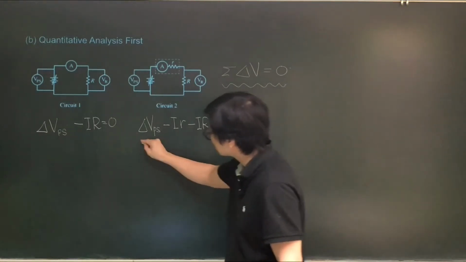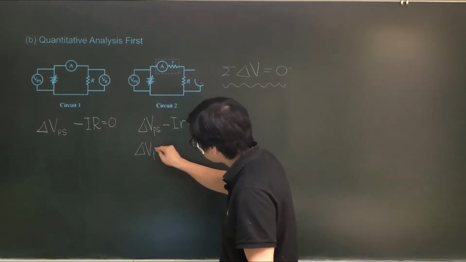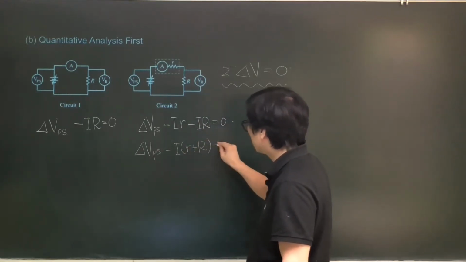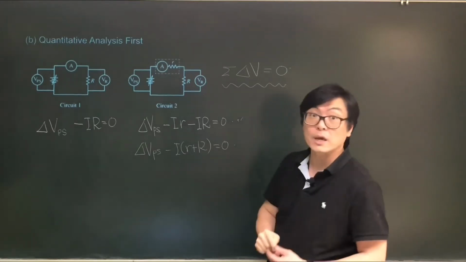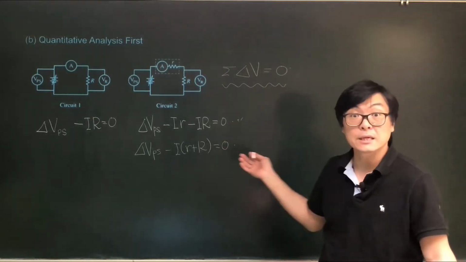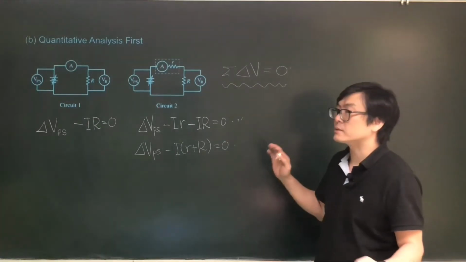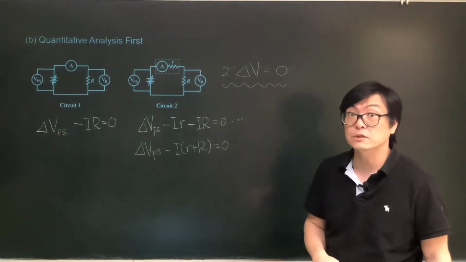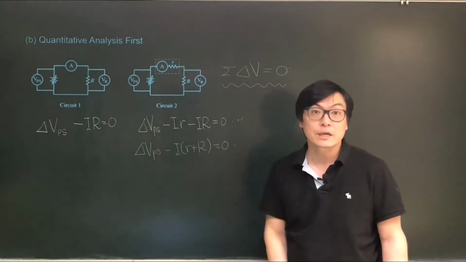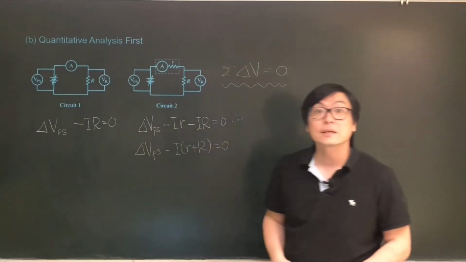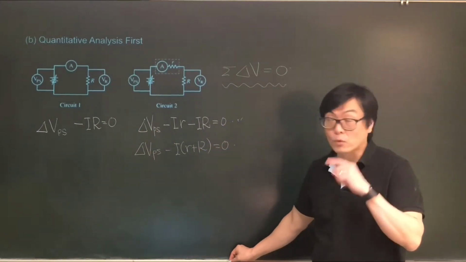You may just simplify, factor I out, but this one is also okay. Okay, these are the answer for B. Easy. Once you recognize that the conservation of energy of the circuit is talking about Kirchhoff's loop rule, then you can find the answer easily. And these are the mathematical expressions that we need to write down for question B.